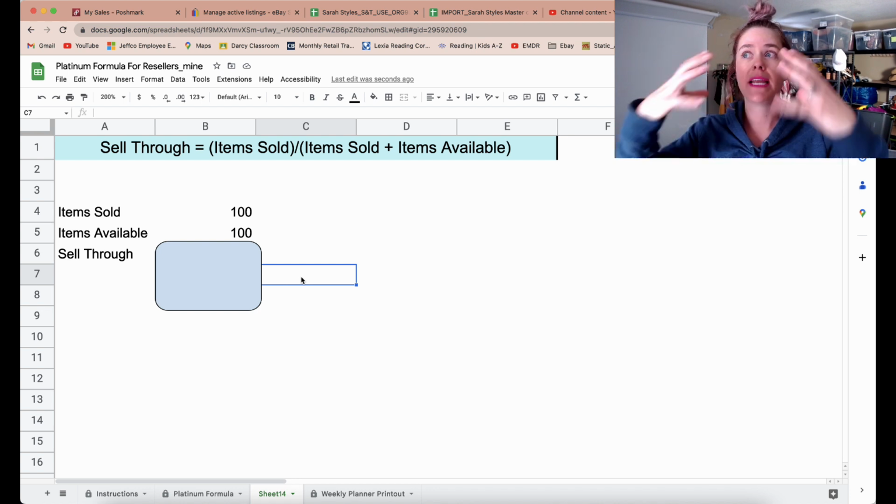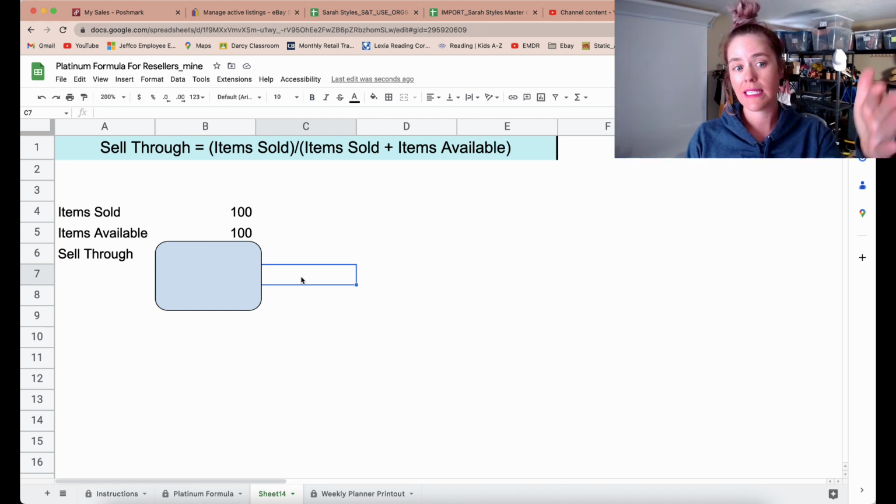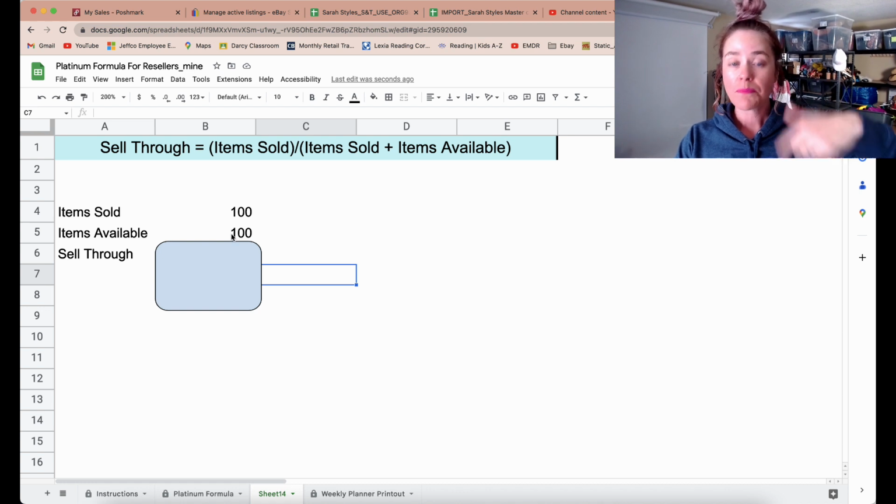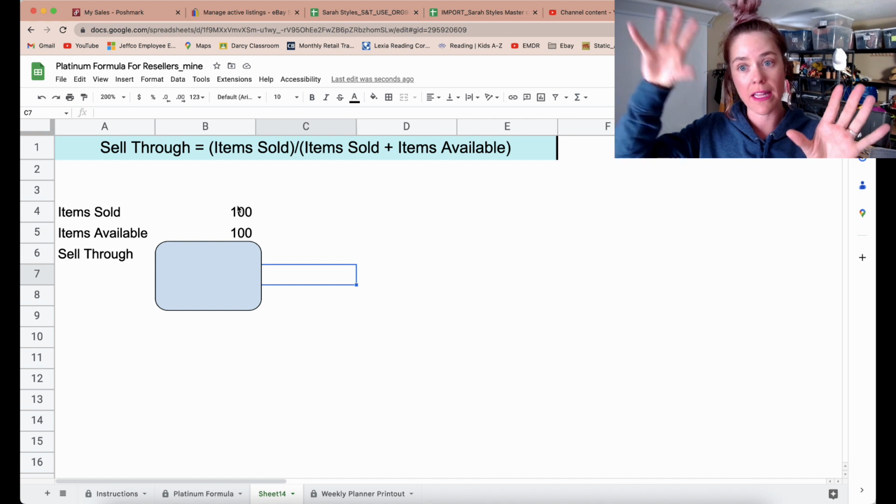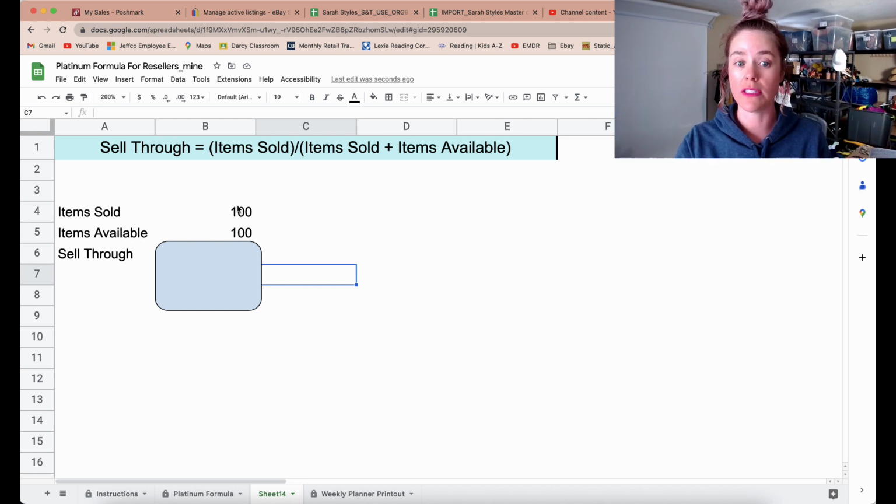So if I were to go look at my eBay active listings right now, it says that I have 100 items available. But remember, during this time period, those 100 items that sold were available and now they've moved to my sold. So to get my sell-through rate, some would say, hey, 100 items divided by 100 items, right? Like it's 100% sell-through rate.